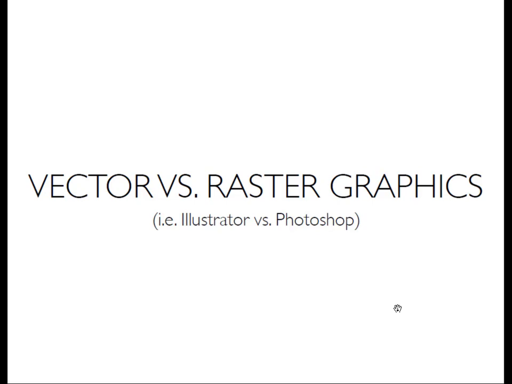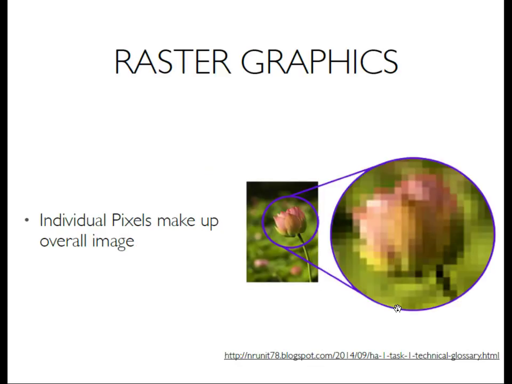I imagine maybe half of us probably know what the difference is between those two, but let's first talk about raster graphics. Raster graphics, those of which we are working on in Photoshop, are made up of individual pixels. The overall image is made up of individual pixels, okay?